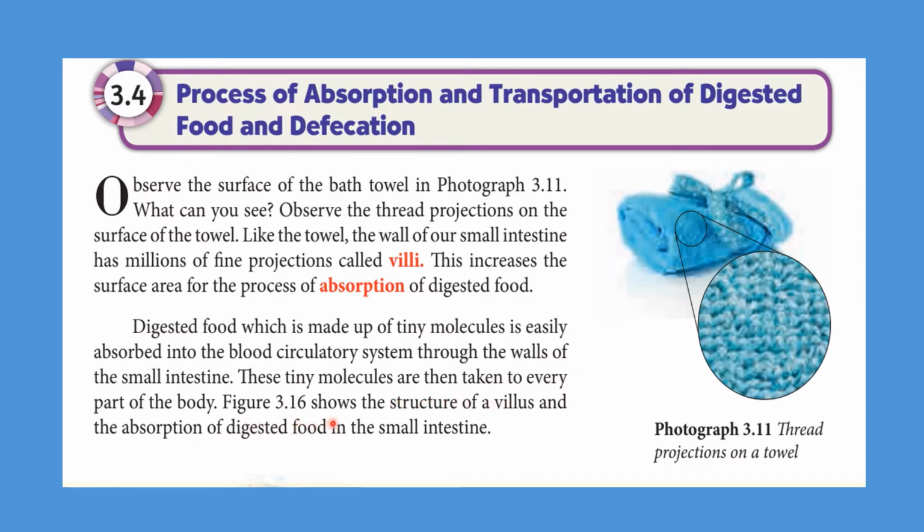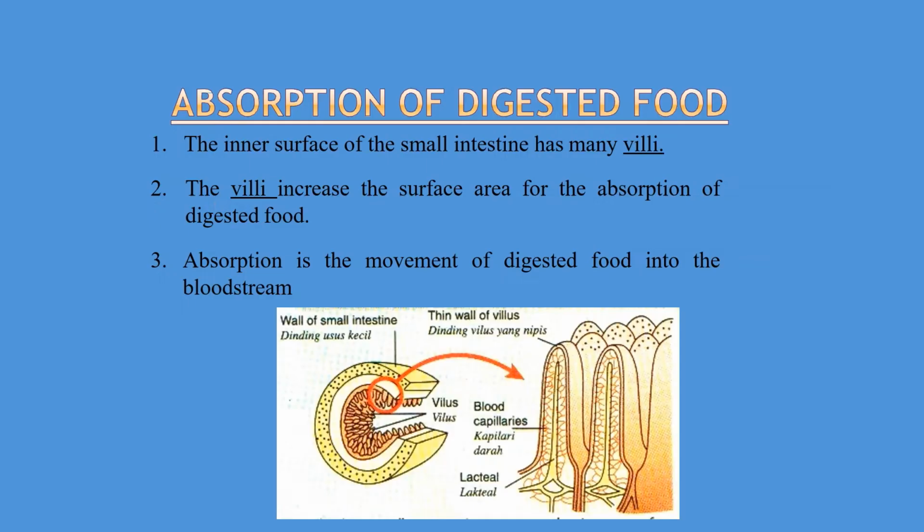The next figure shows the structure of a villus and the absorption of digested food in the small intestine. The inner surface of the small intestine has many villi. The villi increase the surface area for the absorption of digested food. Absorption is the movement of digested food into the bloodstream. This is the wall of the small intestine, and this is the thin wall of the villus. In the villus, there are blood capillaries and lacteal.